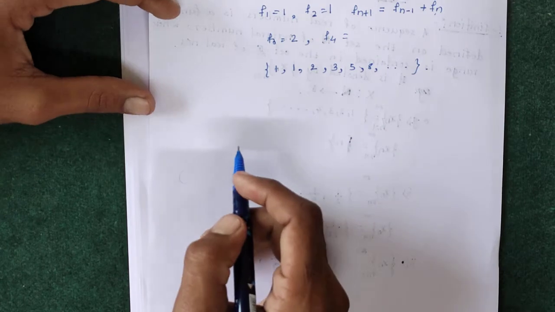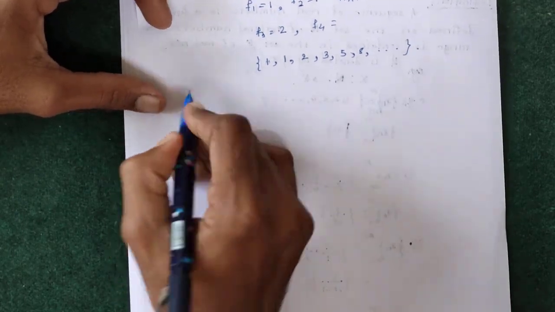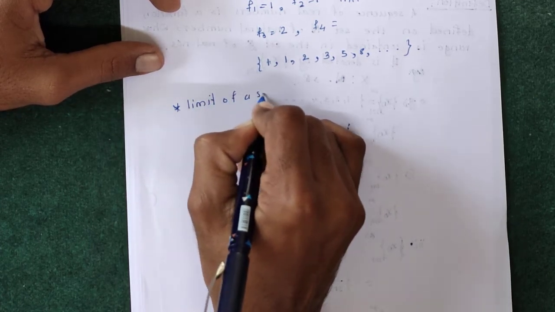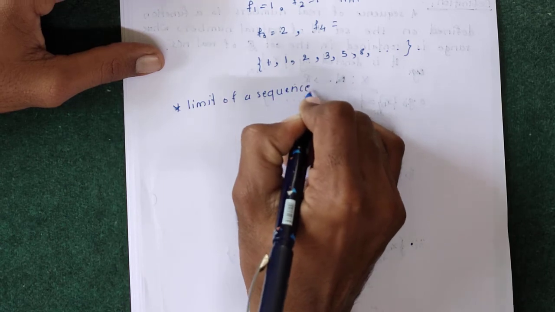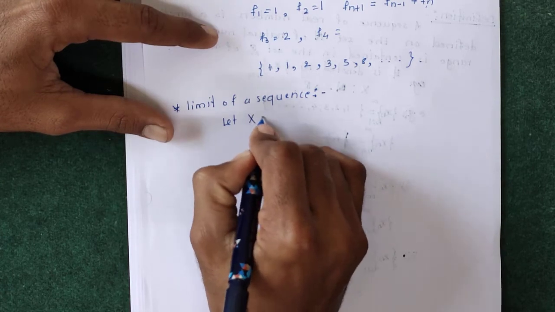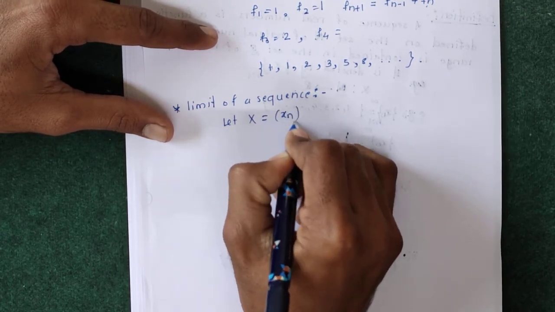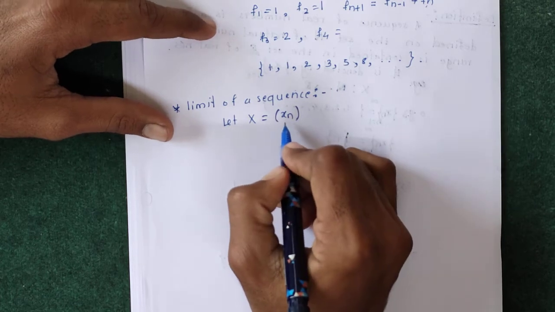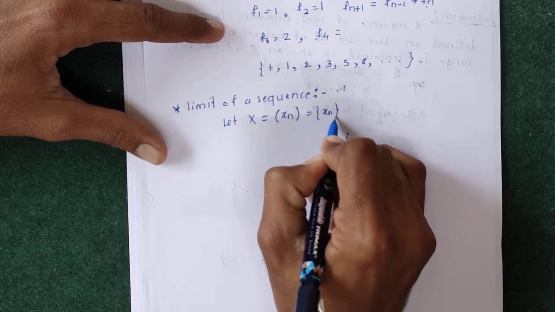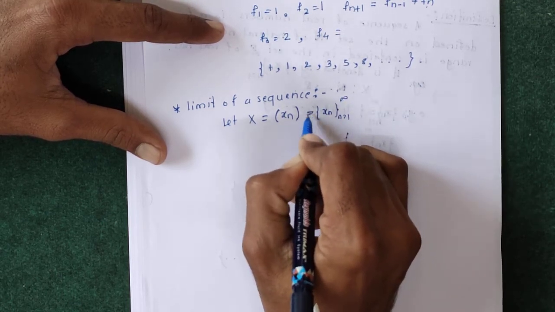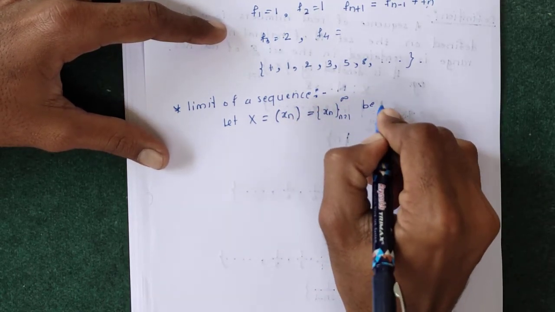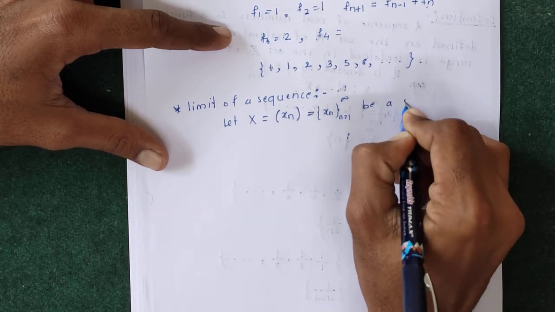Now we will see the definition of the limit of a sequence. The next topic is the limit of a sequence. Let x equal to xn be a sequence. This is another notation of a sequence xn. This notation is the same as xn, n running from 1 to infinity, and these two notations are the same. In general we will use this notation. Let xn be a sequence of real numbers.